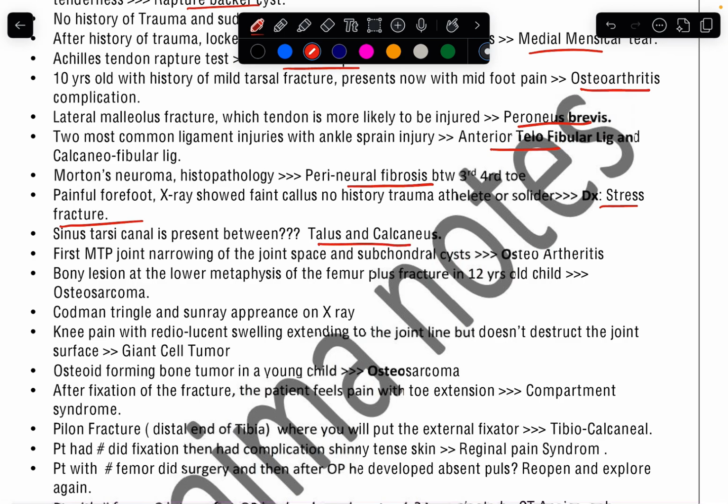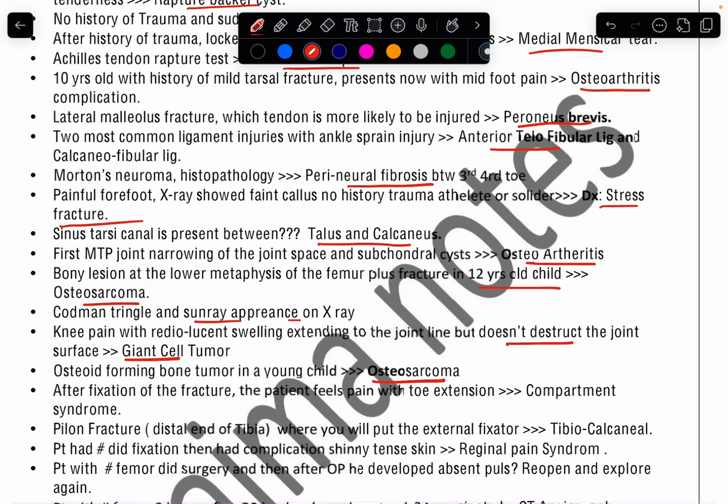First metacarpal, narrowing joint space, subchondral cyst: osteoarthritis. Bony lesion at the lower metaphysis of the femur plus fracture in a 12-year-old child: osteosarcoma. Codman triangle, sunburst appearance. Knee pain with radiolucent swelling extending to the joint line but not destroying it: giant cell tumor. Osteoid forming bone in a young child: osteosarcoma.